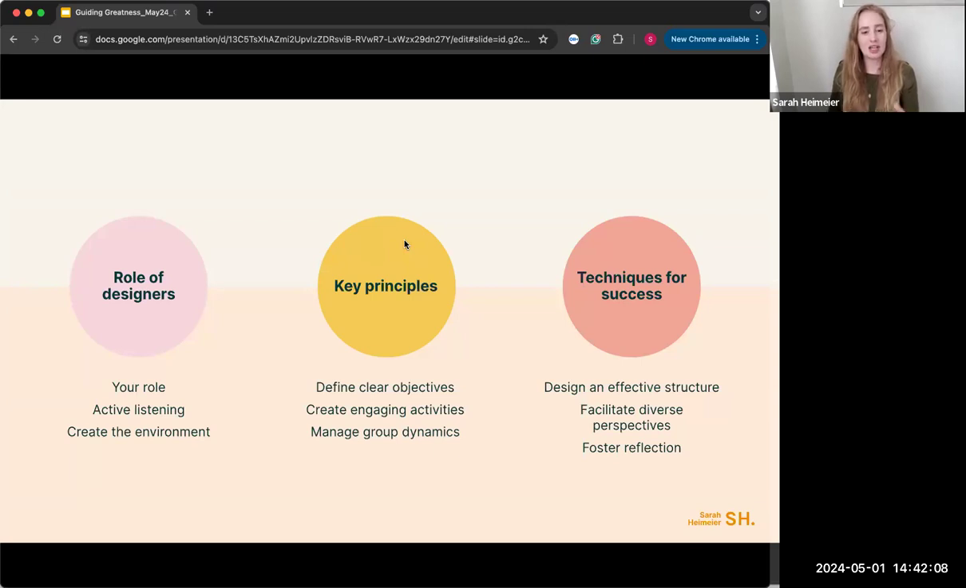And then techniques for success when facilitating is really designing an effective structure. So making sure that you're going to get those objectives achieved, and that you're happy to make changes to get to those objectives, or make changes based on the timing of activities. And then facilitate diverse perspectives. So making sure that you're able to gather other people's thoughts. What are they thinking? Because that's the purpose of facilitation and running a workshop, is gathering all of those different thoughts and ways of thinking. And then foster reflection.